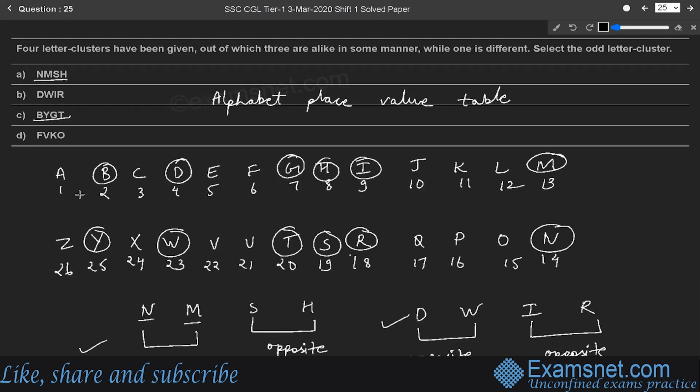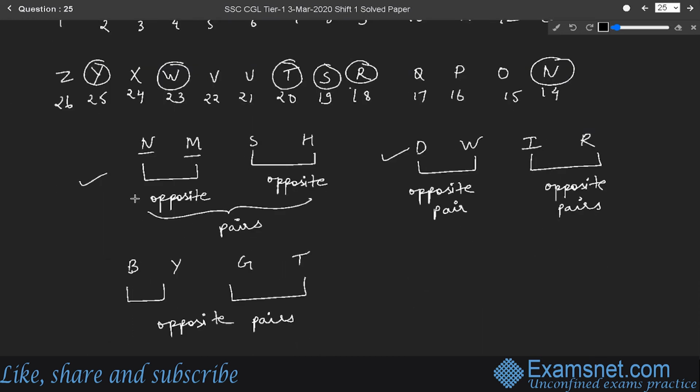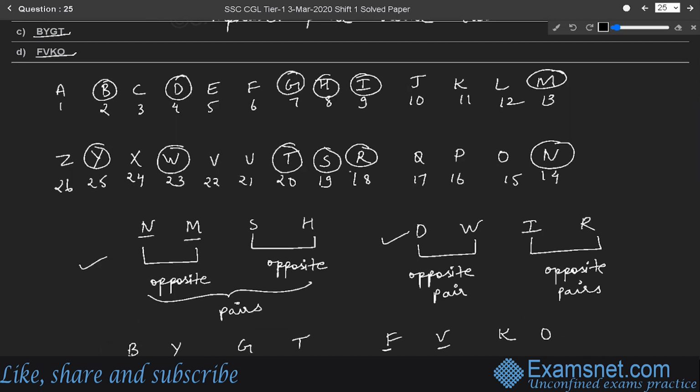Looking for the last option. Last option is FVKO. So F, V, K and O. First let us look for the first two alphabets, F and V. Okay. F is present here and V is present here.